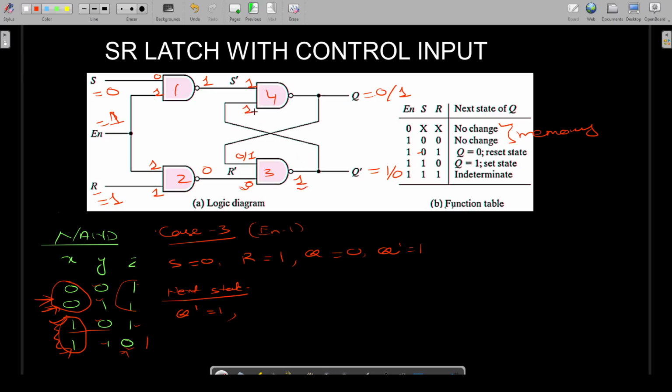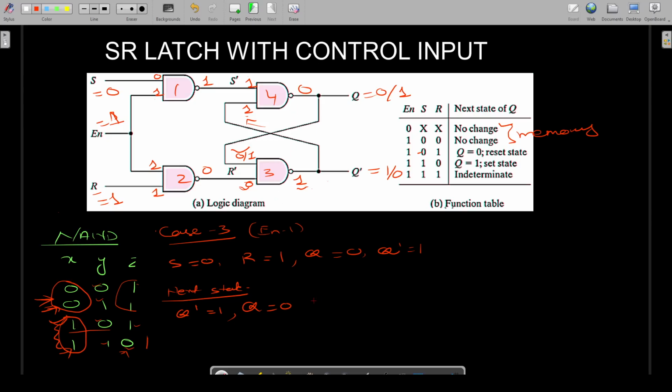Now this input given will appear here. NAND gate number 4 is receiving a signal of 1, so 1 1 will make the output 0. So the output is 0, that means Q equals 0. This will continue as long as the input is there. Now the 0 feedback is given here, so 0 0 will give you 1. And here 1 feedback is going, so 1 1 will give you 0. So the value is not going to change.